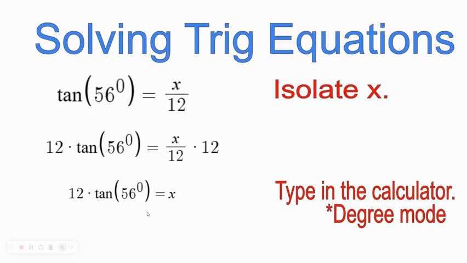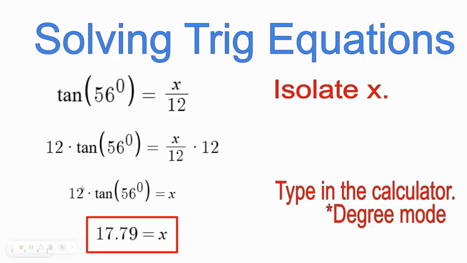Your scientific calculators, your Desmos calculators are going to have that tangent button, and you're going to get 17.79. Now, friends, if you get anything other than 17.79 when you type in 12 tangent of 56 degrees, I want you to check that degree mode. You have to be in degree mode to tell the calculator, hey, I'm about to give you an angle with degree measurements. All right, let's look at a second equation that's going to look very similar.